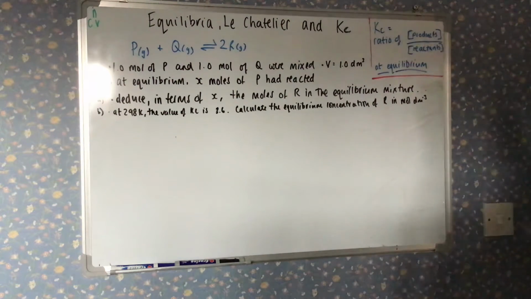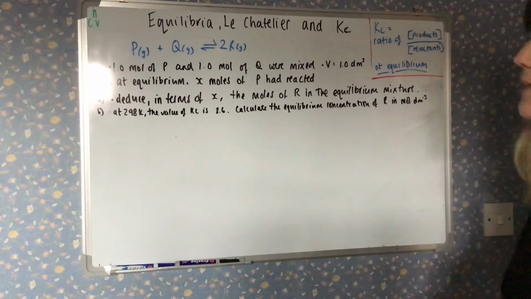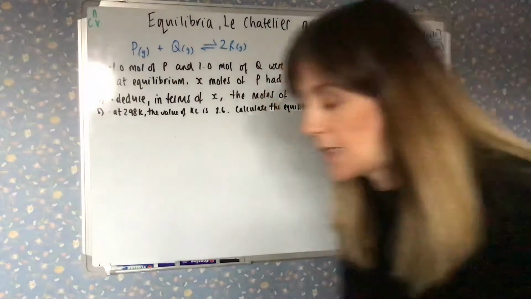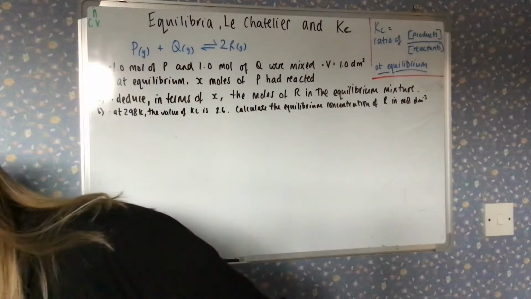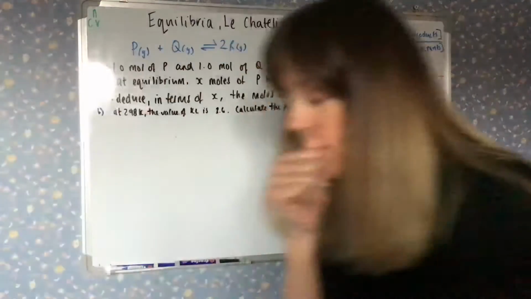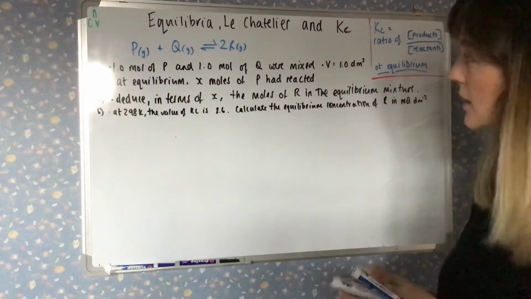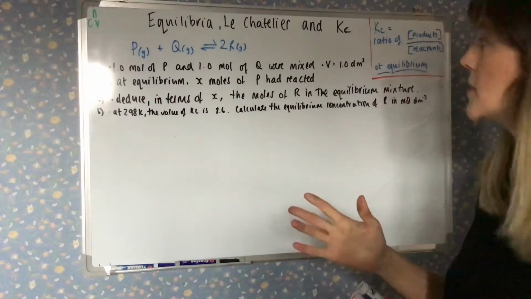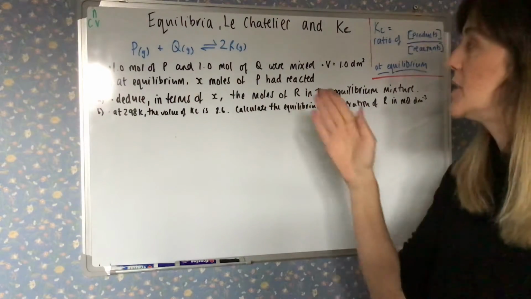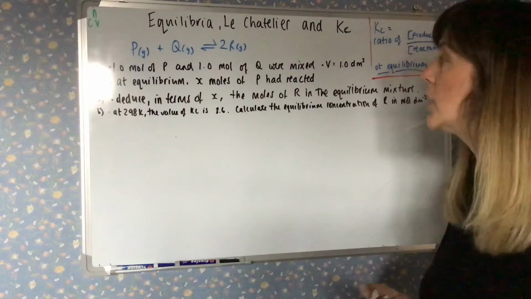Okay, so the third example I'm going to go through, I've taken this from a past paper, the 2017 past paper, which would be AS. So this question, there's two parts to this question. We've got the reaction, which is P plus Q going to 2R.